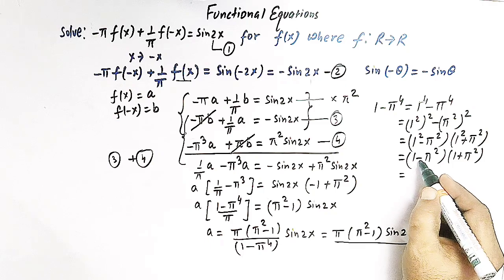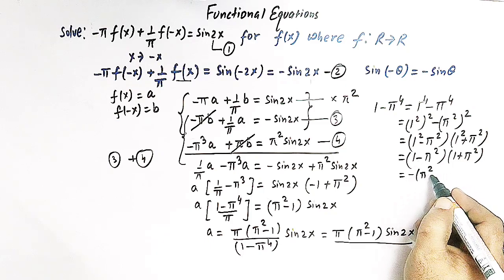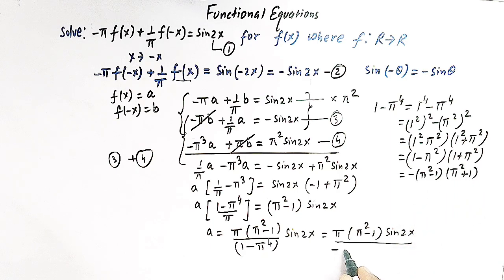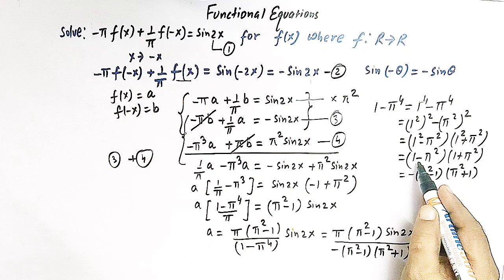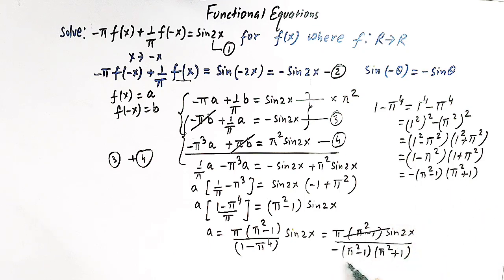If we take negative 1 common here, we have minus pi square minus 1 and pi square plus 1. So we have taken minus 1 common so that the pi square minus 1 terms get cancelled. Now we are left with f of x equals minus pi sine 2x divided by pi square plus 1.